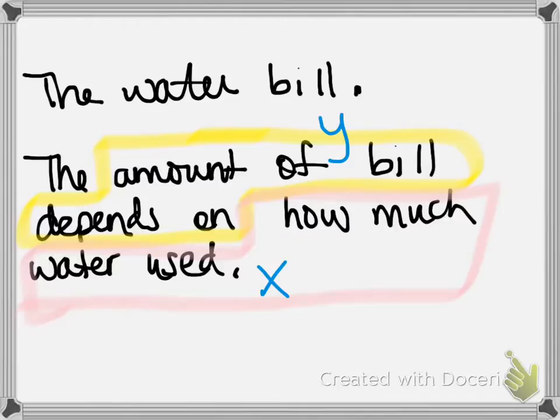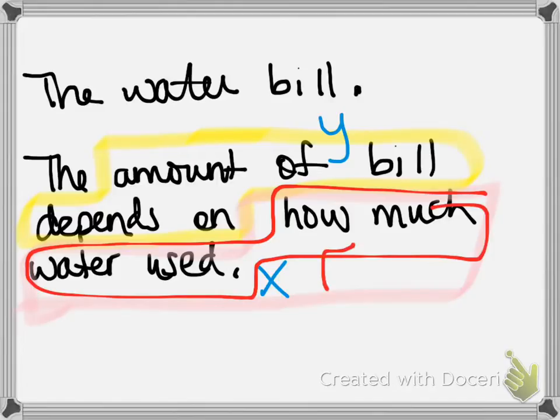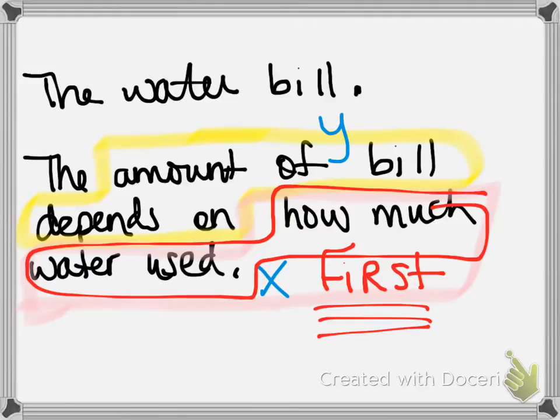Now, one final way to look at this is whatever happens first is independent. So in this situation, what happens first? Do you get a bill and then you can only use that much water? Or do you use the water and then you get the bill? Well, you use the water and at the end of the month you get a bill. So this happens first. Whatever happens first is independent and goes on the x. Okay, so this should help you with all three of those, matching 1 and 2, matching 1 and 3, and matching 1 and 4.